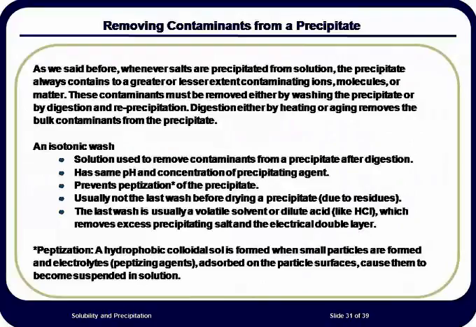The isotonic wash will have the same pH and reagent concentration as the precipitating solution. This prevents a phenomenon known as peptization. Generally, the isotonic wash is not the last precipitate wash because we want to remove any ions or molecules that are not part of the electrical double layer.